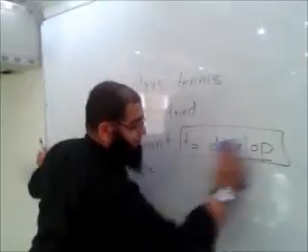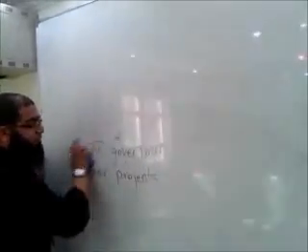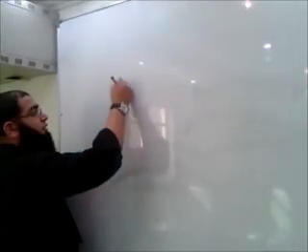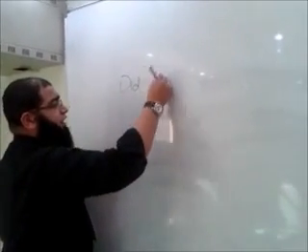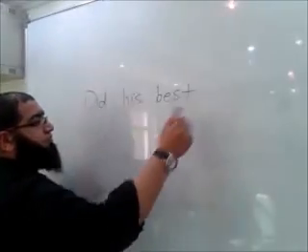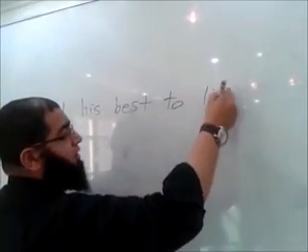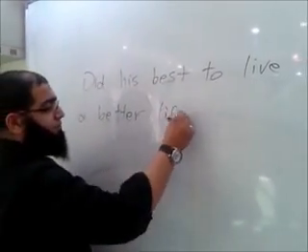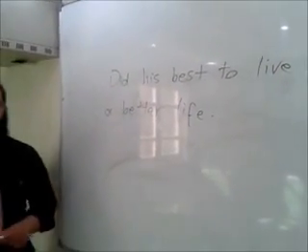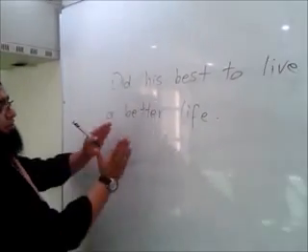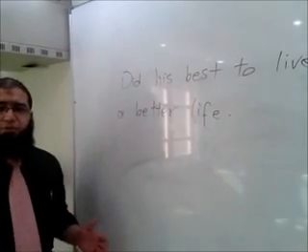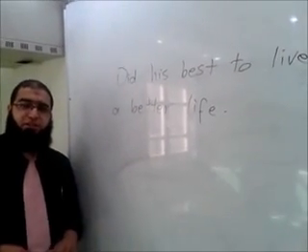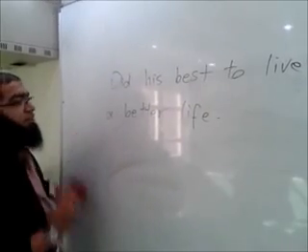Back to the board. And let's have another example. Something like: did his best to live a better life. Now, did his best to live a better life. Now, is this sentence correct? We say no, it is not correct. It is incorrect. Now, what is the reason why this sentence is incorrect?